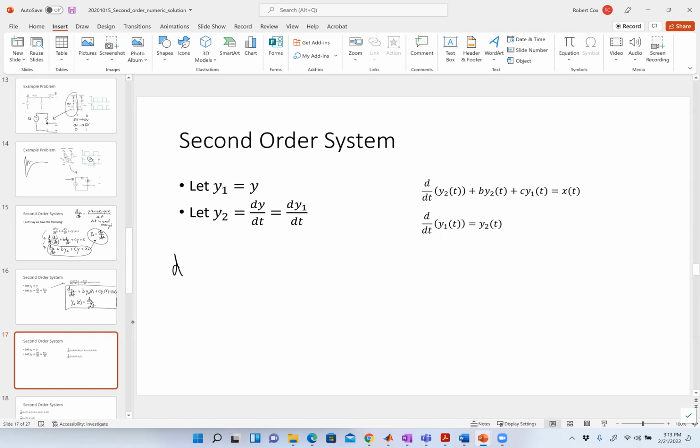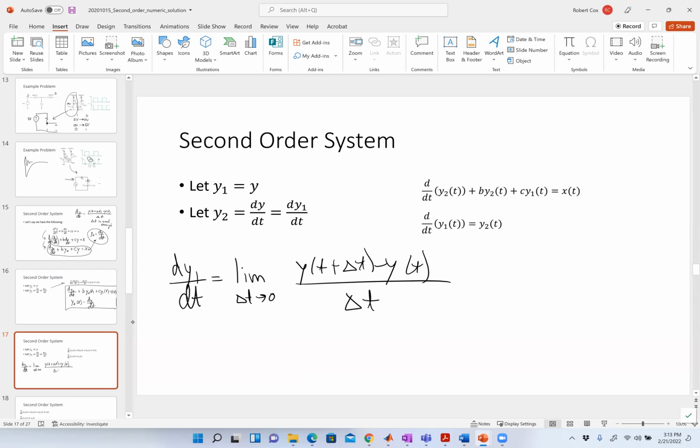If I look at dy1 by dt, we said that was the limit as delta t goes to 0 of y of t plus delta t minus y of t, all over delta t. Or we could say I could make the approximation that, right? So I'm going to call that y1. Okay. All right.